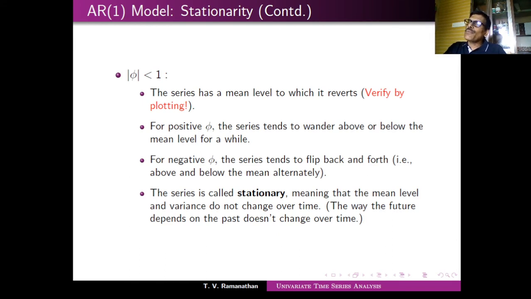Phi square is the two-step autocorrelation in AR1. So you can see that. Don't get confused: the two-step, three-step autocorrelations don't cancel out in the case of an AR model. Only the partial autocorrelation cancels out after lag one. So for negative phi, it actually goes back and forth. The series is called stationary, meaning that the mean level and variance do not change over time. The way the future depends on the past doesn't change over time. That's what stationarity is. So you have stationarity in this case, absolute of phi less than 1.